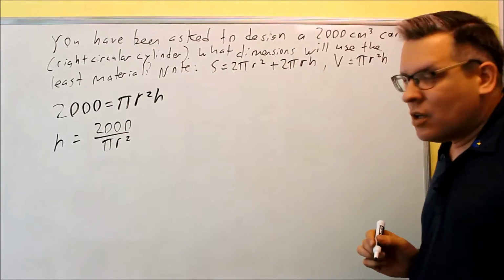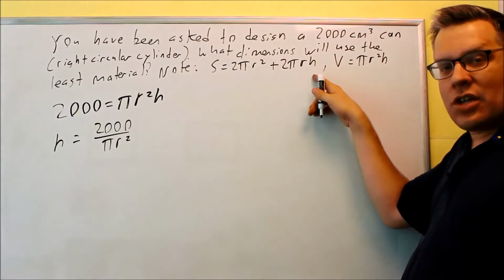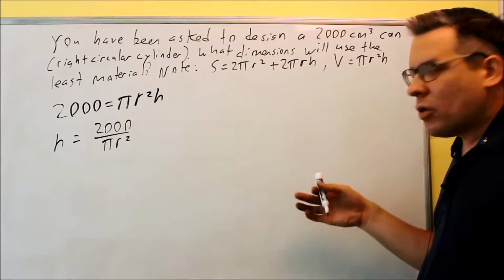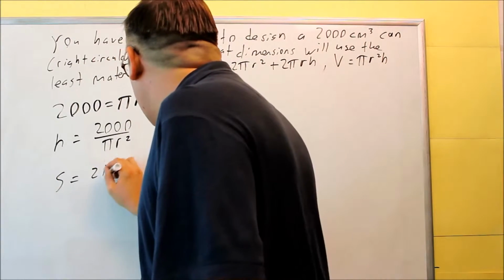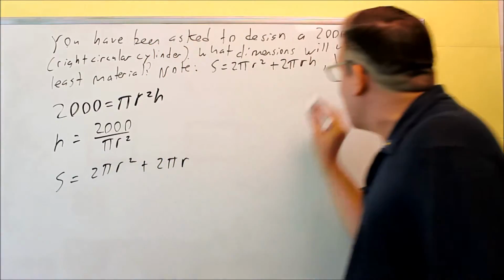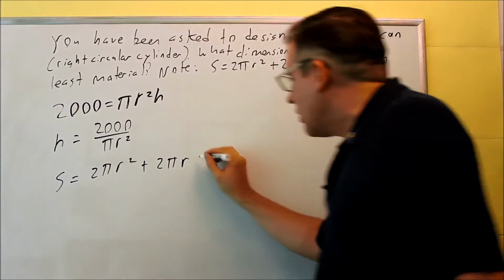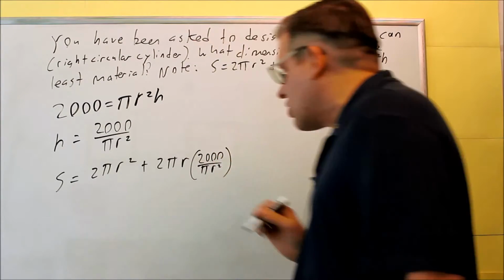So in this case, I'm going to solve for h, and I'm going to get 2,000 divided by pi r squared. Okay, so now that I have the h, what I can do is put that into this h here, and that's going to eliminate one of the variables. I'll have r only as the main variable. So I have 2 pi r squared plus 2 pi r, and then instead of the h, I'm going to put in this 2,000 divided by pi r squared.